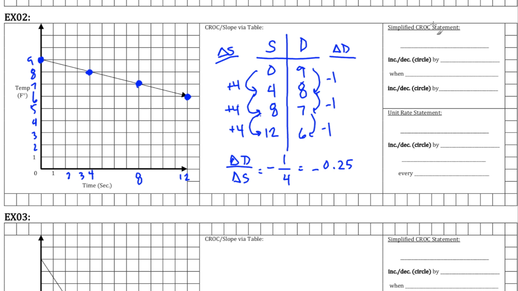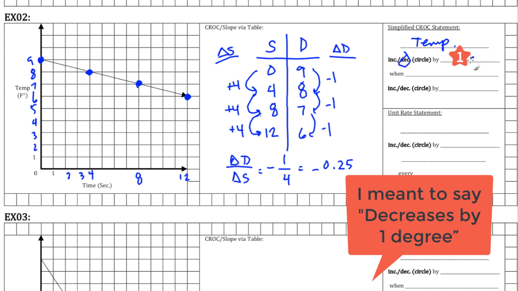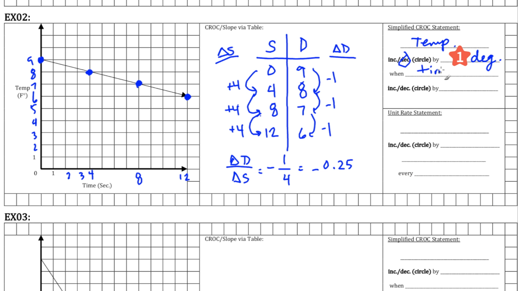So -1 over 4. So the number of degrees, that's the temperature. So the temperature decreases by 1 degree when the time increases by 4 seconds.